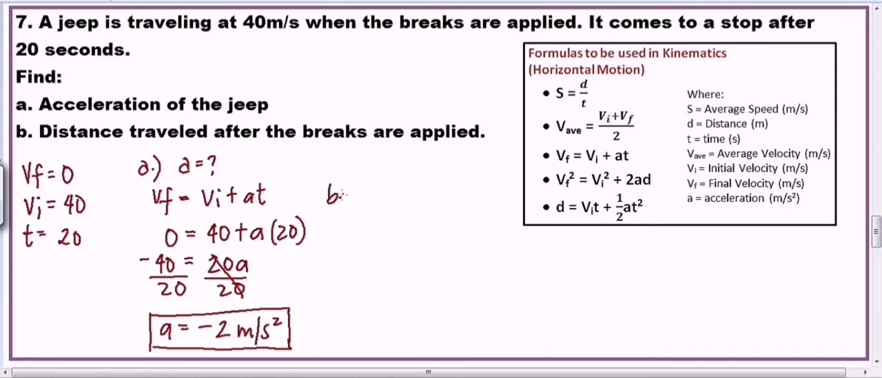Okay, letter B, distance traveled. So, ito, pwede itong gamitin kasi meron naman tayong VF, VI, may A kasi na-compute na natin, ayan. And then D, yung hinahanap. Pero ito na lang para mabilis. Okay? So, distance, kasi siya na yun nandito sa kaliwa. So, distance is equal to VI, 40, times yung time na 20. Ito yung sinusundan ko, guys, plus 1/2 times yung acceleration na na-compute, negative 2, times yung time na 20 squared.